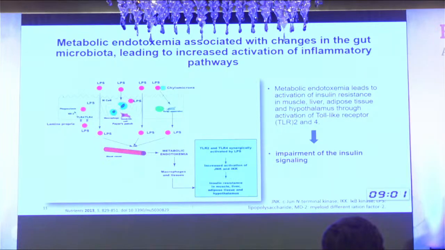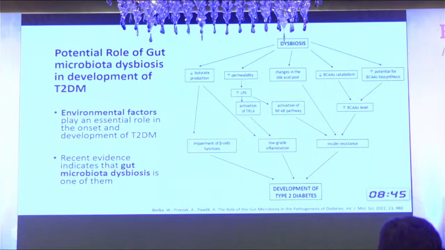Metabolic endotoxemia leads to insulin resistance in muscles, liver, adipose tissue, and hypothalamus through activation of TLR2 and 4. This in turn leads to impairment of insulin signaling. So these have an important role as far as insulin sensitivity is concerned. Dysbiosis leads to a decrease in butyrate and increased permeability, changes in the bile acid pool, as well as a decrease in branched-chain amino acids, which will ultimately lead to impairment of beta cells, low-grade inflammation, and insulin resistance, and ultimately the development of type 2 diabetes mellitus. Environmental factors play an important role in the onset and development of type 2 diabetes mellitus, and recent data has shown that gut microbiota dysbiosis is extremely important.